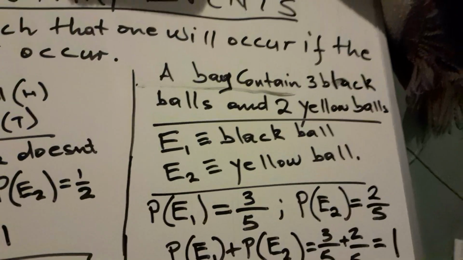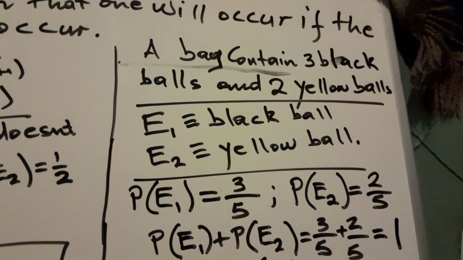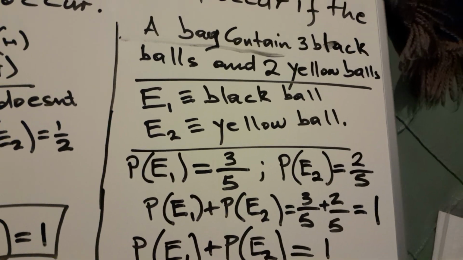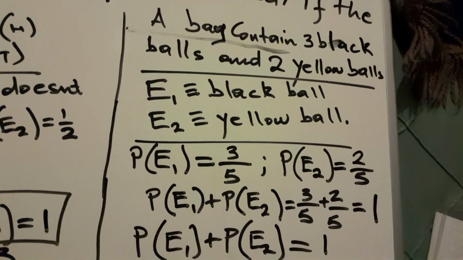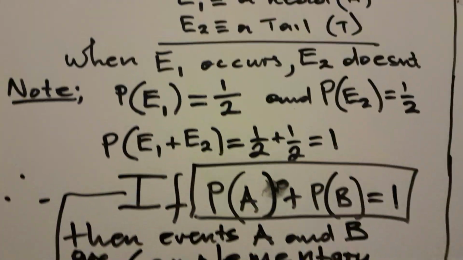Another example would be if you have a bag that contains 3 black balls and 2 yellow balls. If the first event is a black ball, you can't have a yellow ball. Or if the event is a yellow ball, you can't have a black ball. Now, let's go back to the probabilities then.